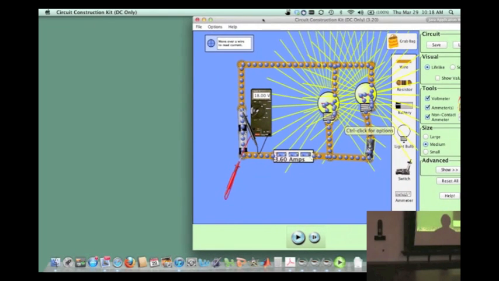Here I have connected a voltmeter. The batteries are still 9 and 9, so that's 18. This ammeter at the bottom is telling me the current that I have in this circuit with the two light bulbs connected. Let me get rid of one of those light bulbs and see what happens to the current.